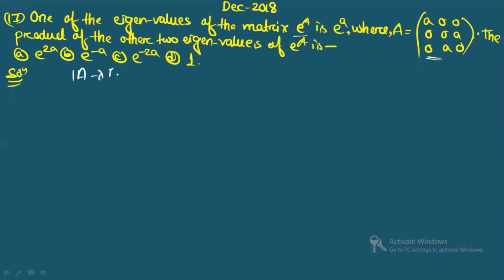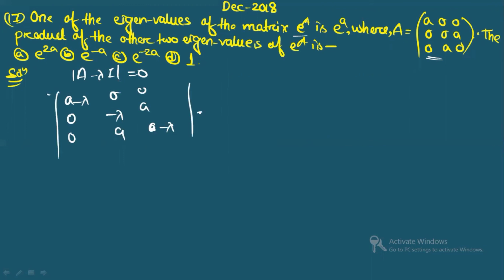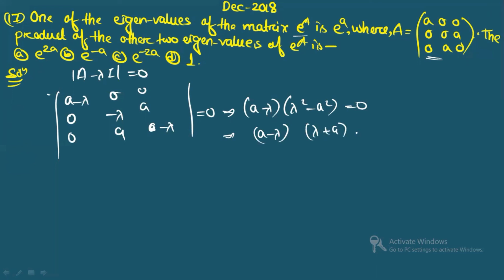So you will write determinant of A minus lambda I equals 0. So it is a minus lambda, minus lambda, again minus lambda, here you will have 0, 0, this is a, this is 0, this is 0, this is a. So it is equal to 0. From here you will get a minus lambda into lambda square minus a square, rest all are 0. So you will get a minus lambda, lambda plus a, lambda minus a, using the a square minus b square formula. So finally lambda is equal to plus a, minus a, and a.